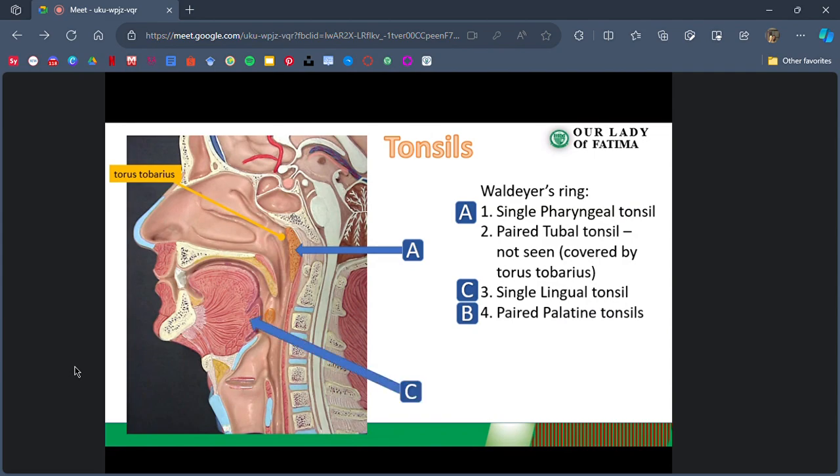Now, this represents the lingual tonsil located at the posterior one-third of the tongue, and at the sides of the wall of the oropharynx will be the paired palatine tonsils. The lingual tonsils and the palatine tonsils will filter the air, food, and water that passes through the oropharynx.